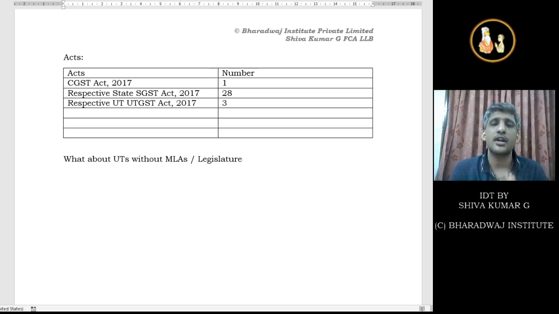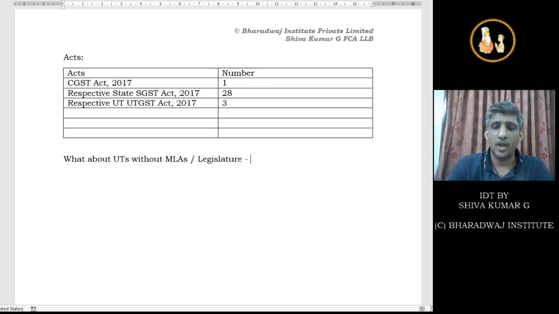So there are 5 union territories without legislature: Daman and Diu, Dadra and Nagar Haveli, Lakshadweep, Andaman and Nicobar Islands, Ladakh, and Chandigarh. Since they don't have MLAs, nobody can pass a UTGST Act there. They have only an MP. Who controls these union territories? The only control is the central government. So the central government behaves like both the central government and the state government.